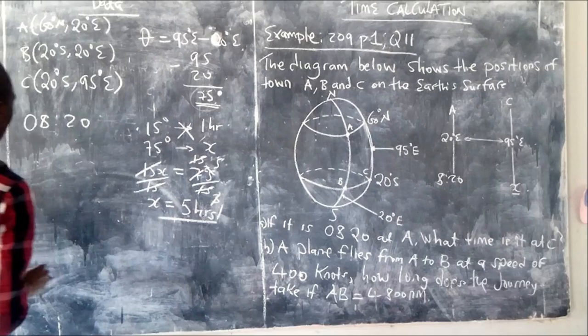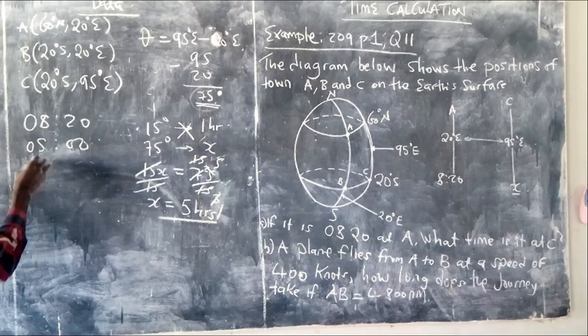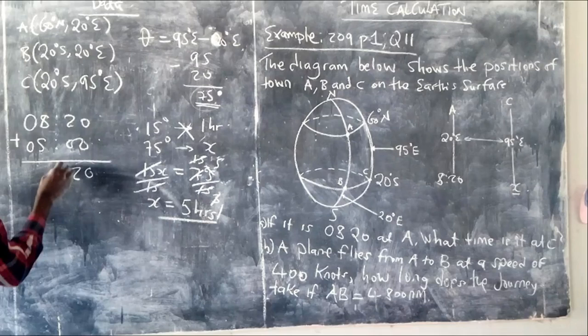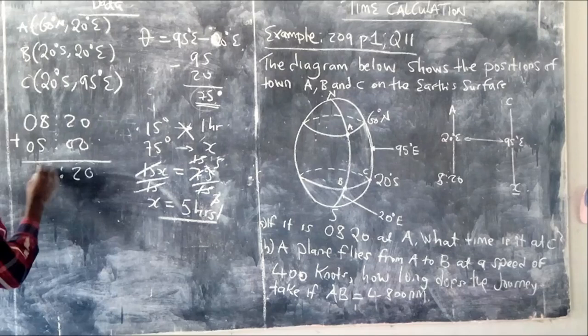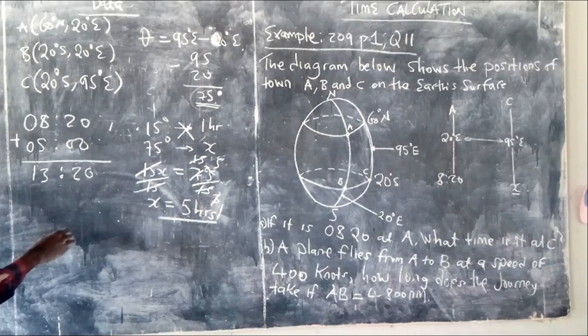Then we add the what? The 5 hours. So this is 05, like that. We add. So this one is 0. This one is 2 there. Okay, and 8 plus 5, it is 13, so this is 3 carry 1, 0 plus 0 plus that one. So this is the time at what? At C.